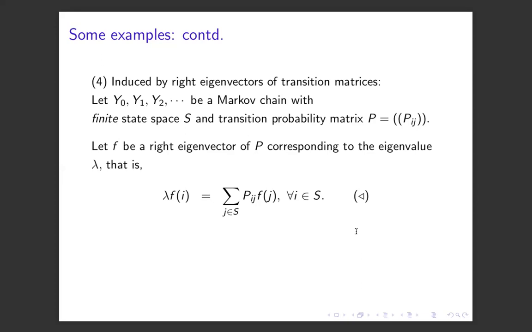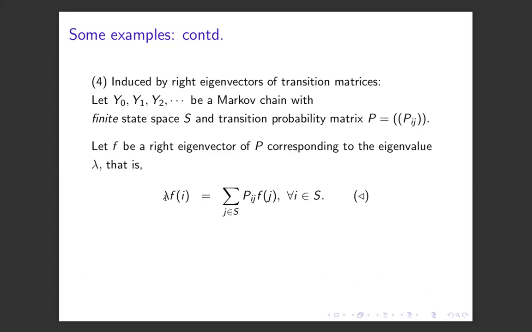So let y0, y1, y2 be a Markov chain, and the state space is assumed to be a finite set, and the transition probability matrix is P. Suppose the order of the matrix is K, so P will be a K cross K matrix. So there can be at most K eigenvalues, and some of them may have multiplicity greater than 1 and so on. So let F be a right eigenvector. The earlier example which we saw corresponded to the eigenvalue 1 and the right eigenvector corresponding to that. So here it can be any right eigenvector, which means it is just like that right regular sequence.